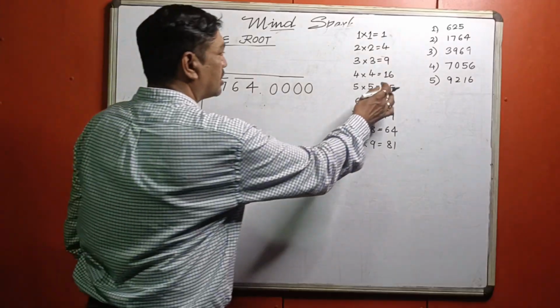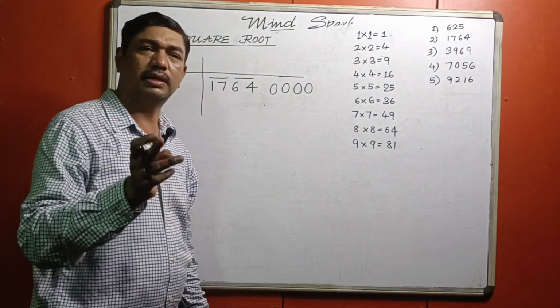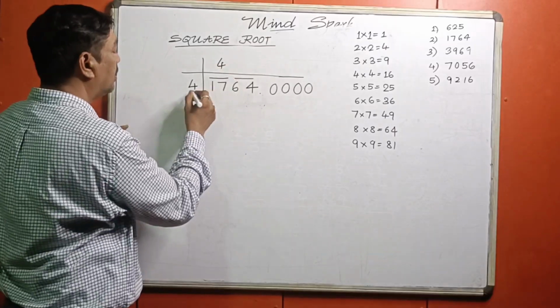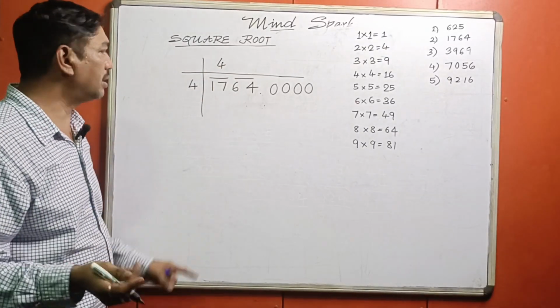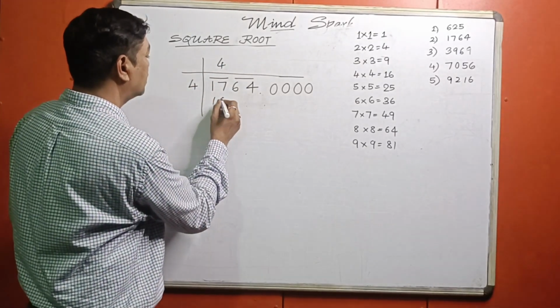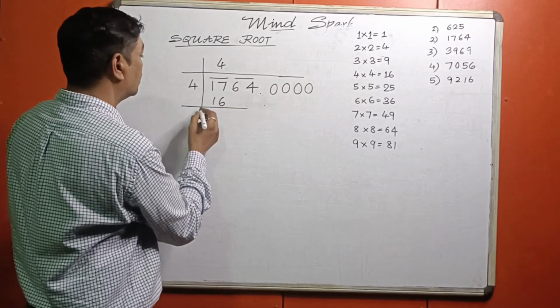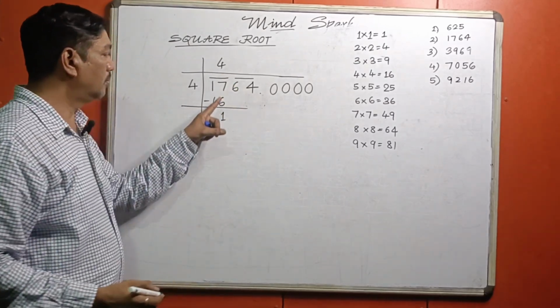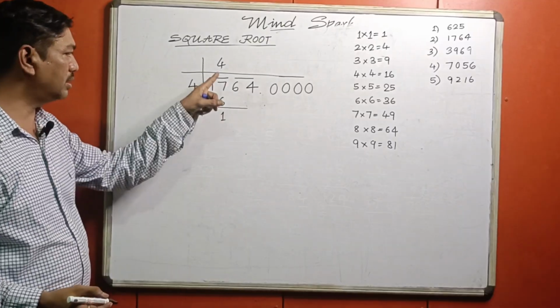So how are you going to get 16? That is 4 into 4. You take the same number, and what number you are taking, you should multiply with the same number, that is 16. Then 17 minus 16 is how much? 1. See, you should write all in a line. Keep that in mind.